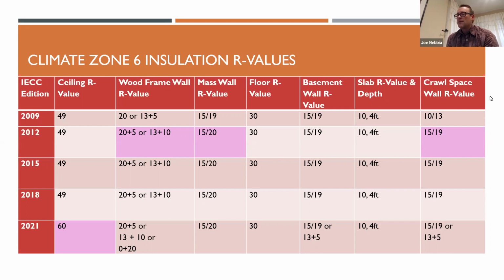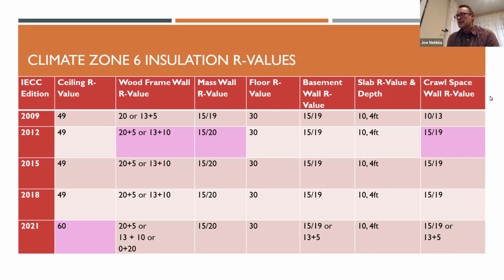What I find interesting about this is in climate zone 4 and 5, for example, they have the same first two options, R20 plus 5 and 13 plus 10 in the wall R values, but then they have a 0 plus 15 instead of a 0 plus 20. So I'm not exactly sure just why that one option is different in Climate Zone 6. Well, it happened because that's what passed in the code, but there is a little bit of an inconsistency climate zone to climate zone as far as what the equivalencies are here.